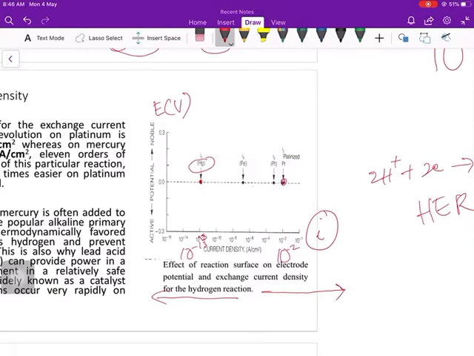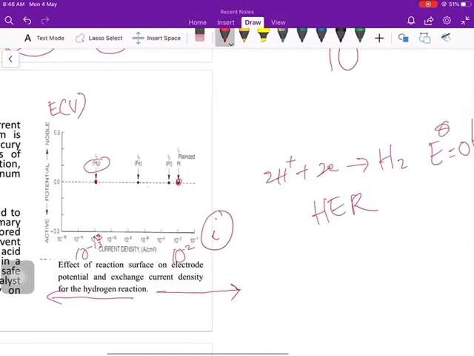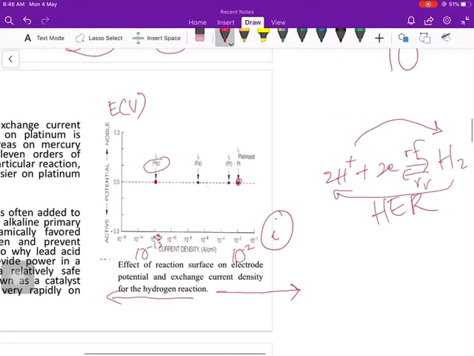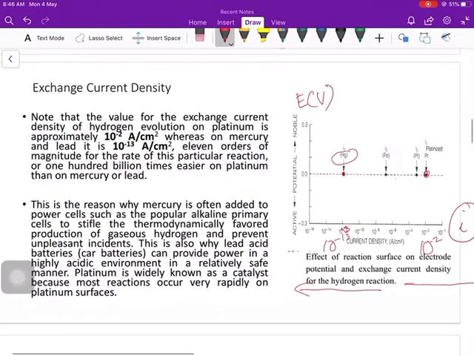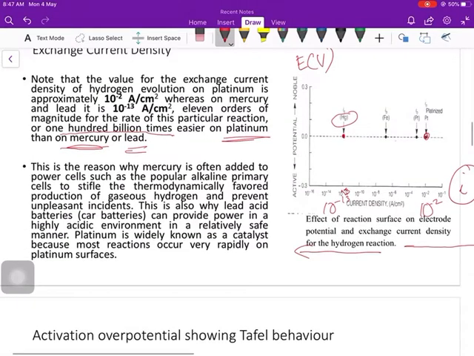Okay, so this is I naught. I naught is the equilibrium exchange current density for this reaction, either forward or reverse. Either it will reduce or it will oxidize. That is the exchange current density. So it is about 100 billion times easier on platinum as compared to on mercury or lead.